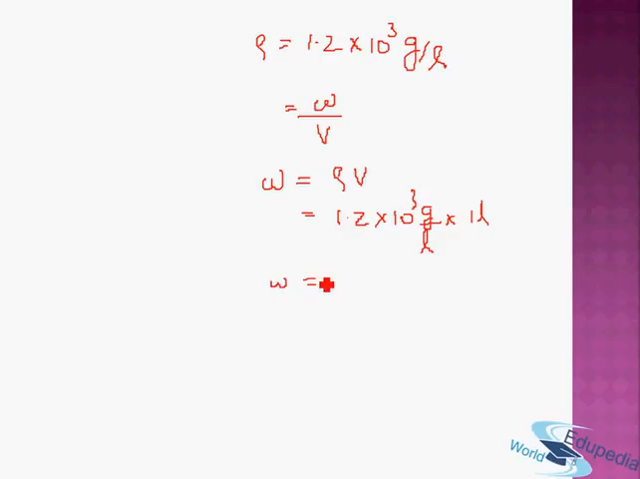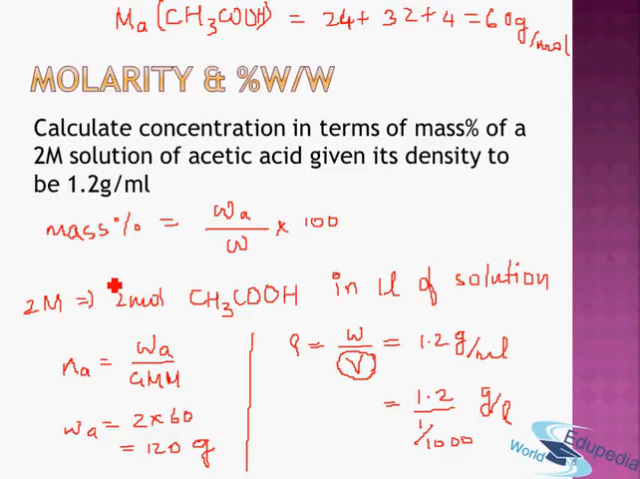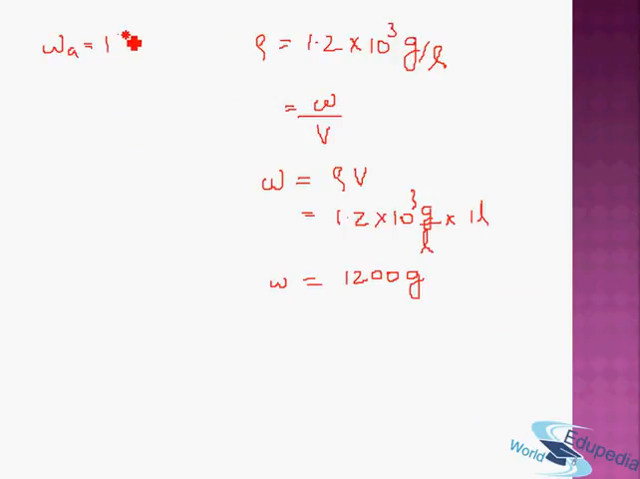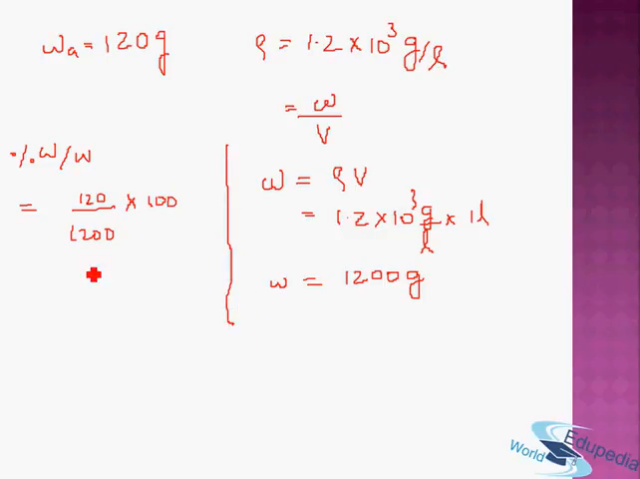So this means mass of solution is 1.2 into 1000, that is 1200 gram. And we already know, from the previous slide, WA came out to be 120 gram. Right, so now simply it's a matter of substitution. Percentage weight by weight is what? Mass of solute divided by mass of solution into 100. It is simply a matter of substitution. This comes out to be 10%.